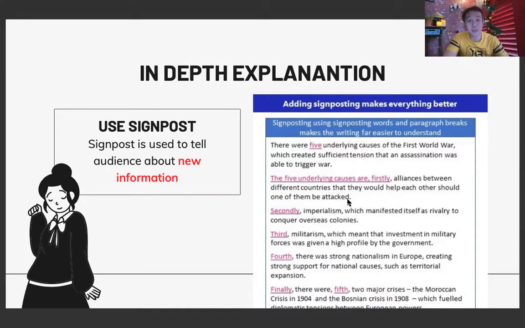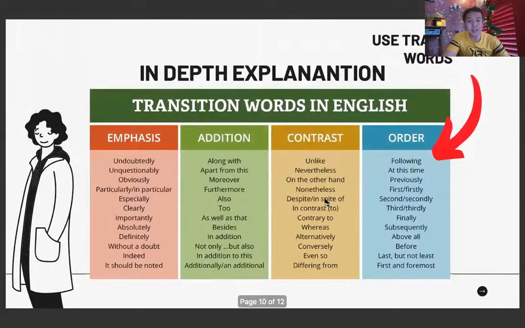That is signpost. Next one is transition words. Transition words in English is first to bagi emphasis, bagi keutamaan. Second is to add addition.